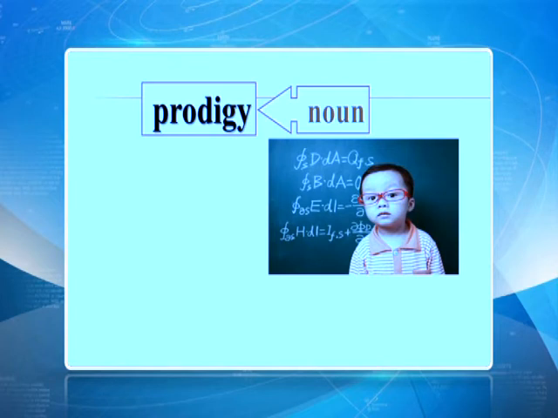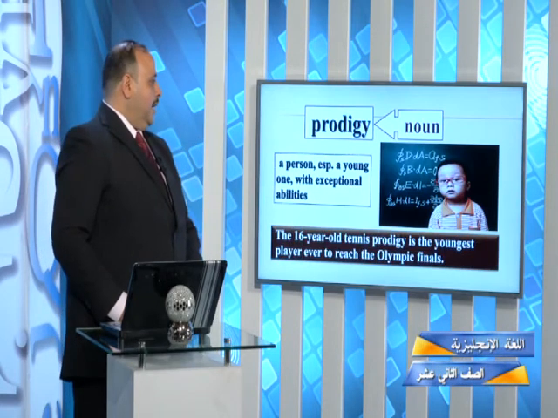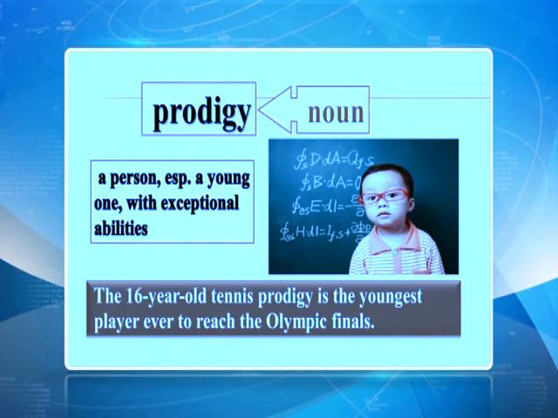So what does a prodigy mean? It means someone who has abilities and skills, very special abilities and skills. Let's see the definition and then we shall read a sentence. A person, especially a young one, with exceptional abilities. The example: the 16-year-old tennis prodigy is the youngest player ever to reach the Olympic finals. Okay, this is for prodigy. Let's move to see another word.